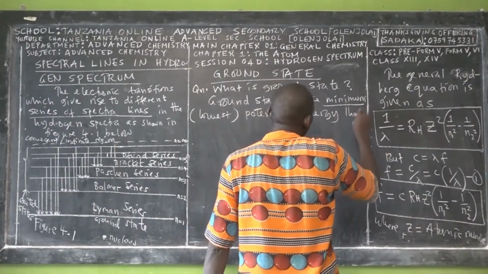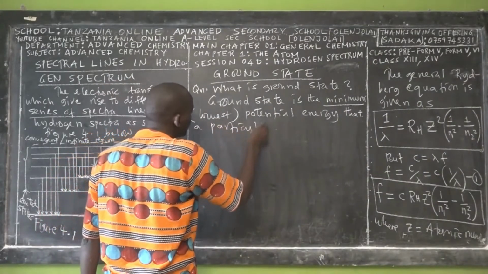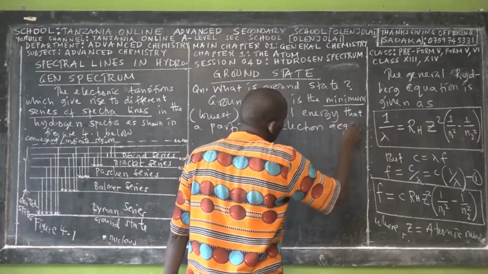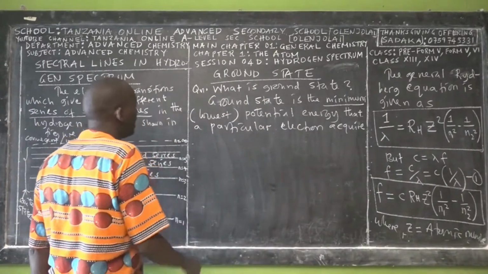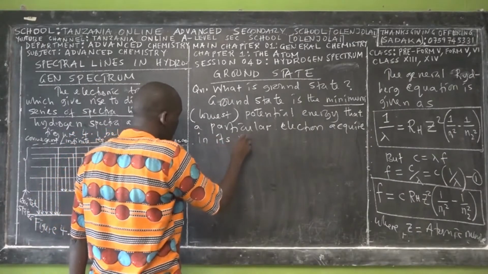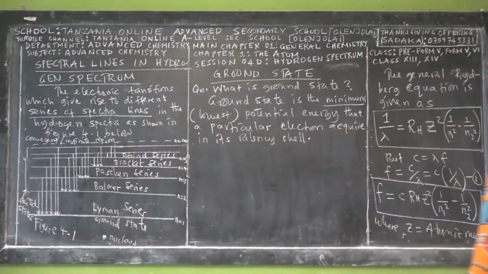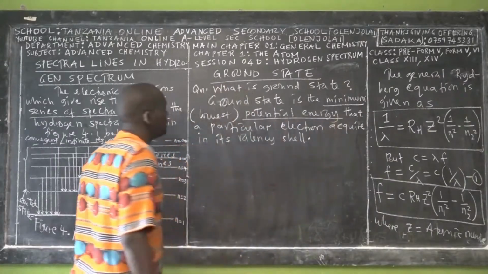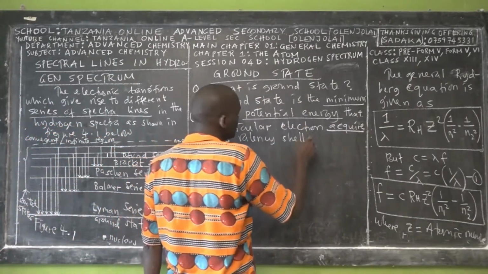that a particular electron acquires in its valence shell. That is the meaning of ground state. So the ground state is the minimum or lowest potential energy that a particular electron acquires in its valence shell of an atom.